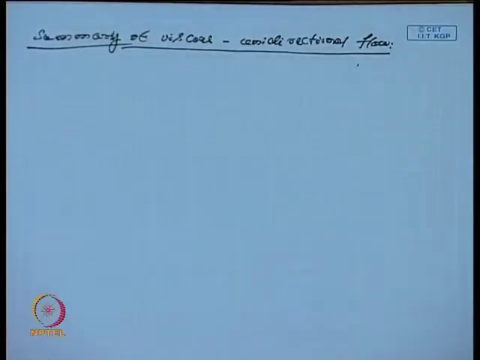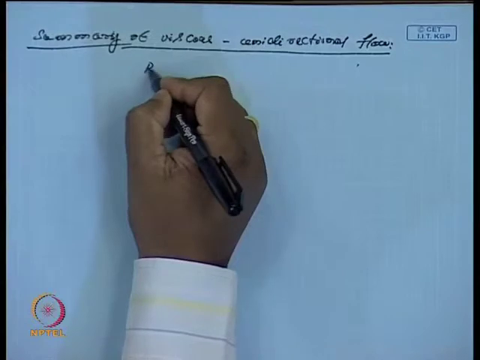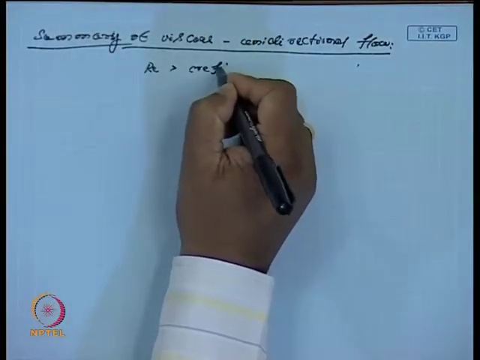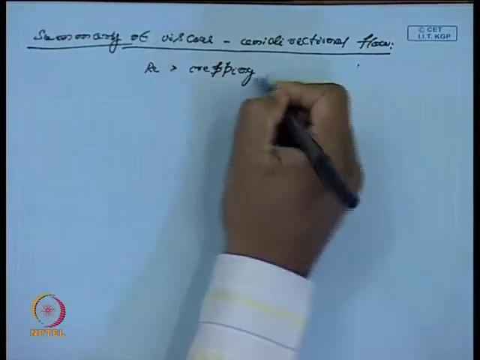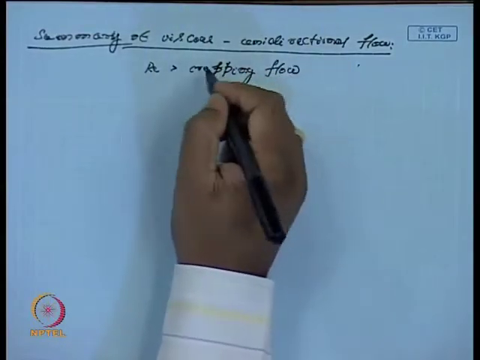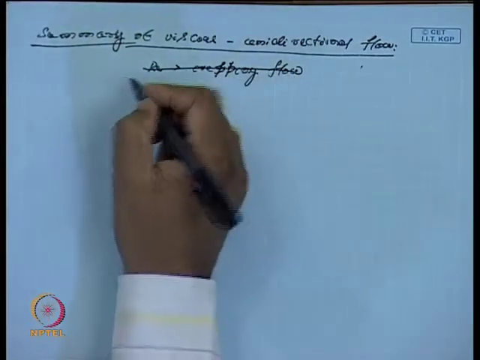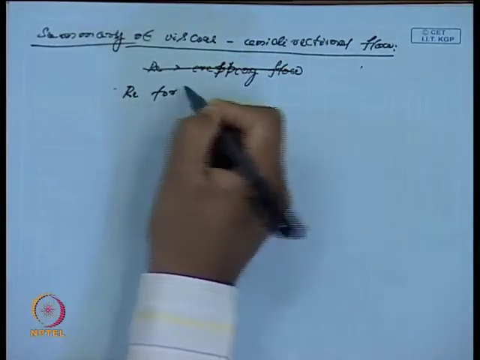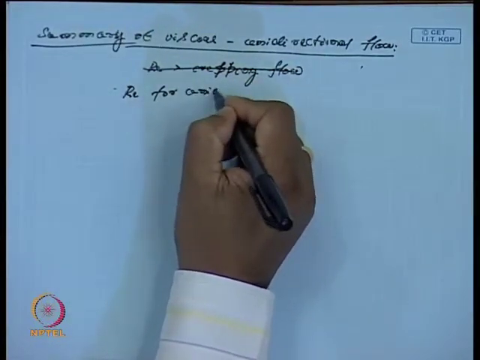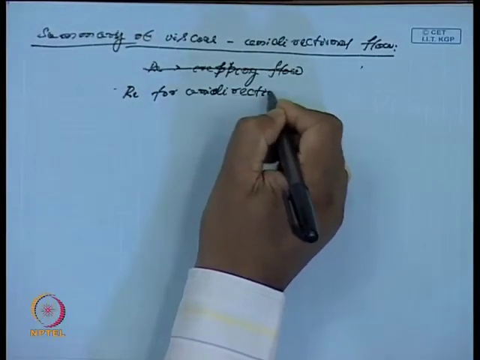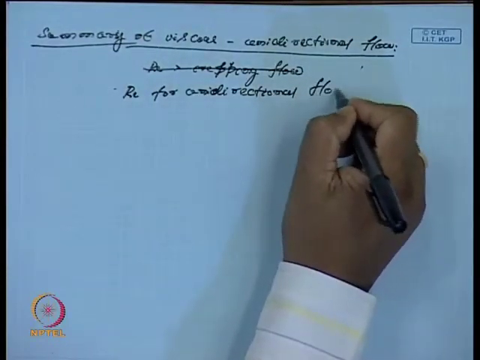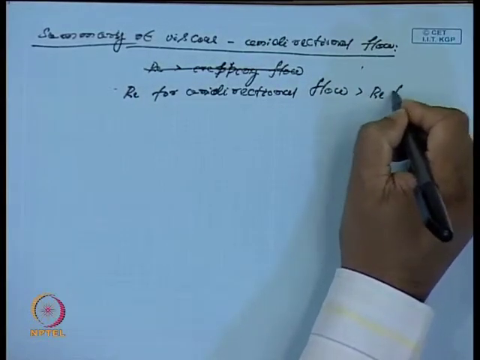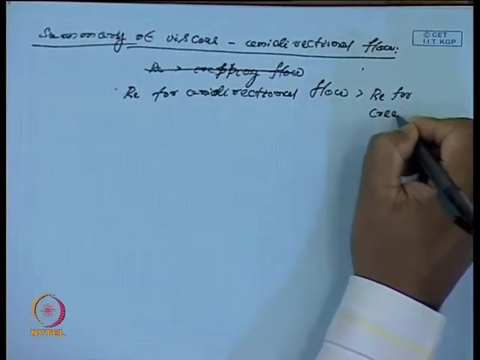In fact, when I started the unidirectional flow, I said the Reynolds number is greater than creeping flow motion. Rather, I will say the Reynolds number Re for unidirectional flow is greater than Re for creeping motion.